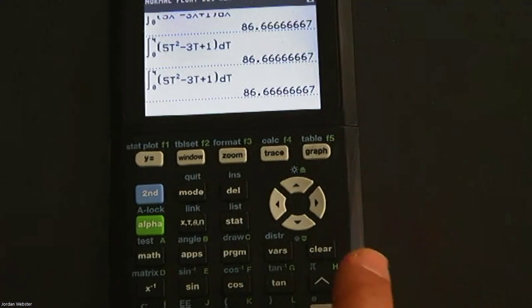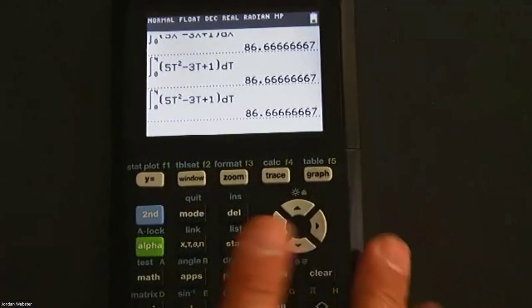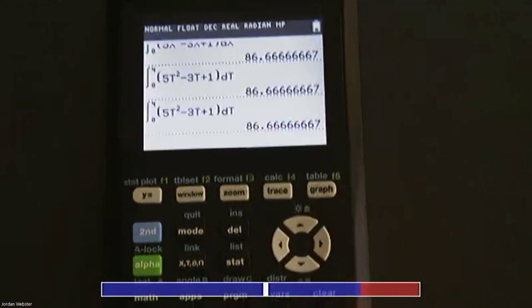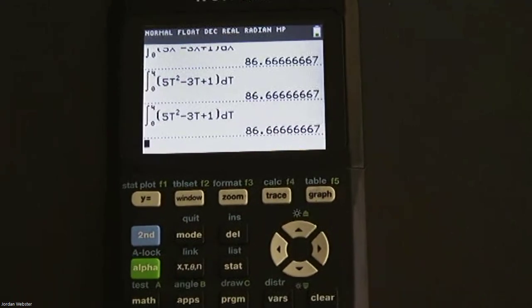Okay. So that's quite frankly harder than just hitting this variable key. So you might as well hit the variable key in this case. So that's the whole thing. That's how to integrate a parametric function with respect to t.